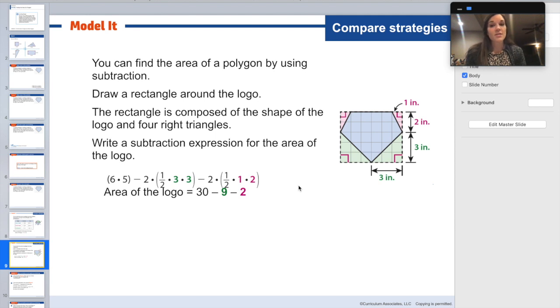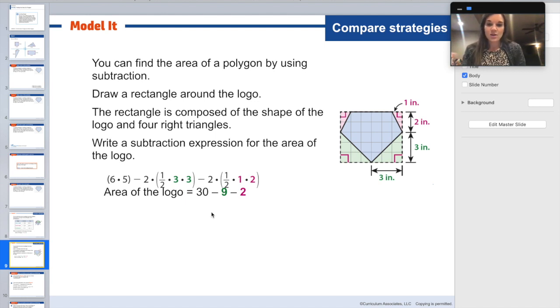You can find the area of the polygon by using subtraction. So we used addition before. Now we're going to use subtraction. What you can do is draw a rectangle around the logo. And the rectangle is composed of the shape of the logo and 4 right triangles. So here's our logo, and it also has 4 right triangles. So what you can do is write a subtraction expression for the area of the logo. I'm going to show you guys this example, but I would rather you guys use the addition one.